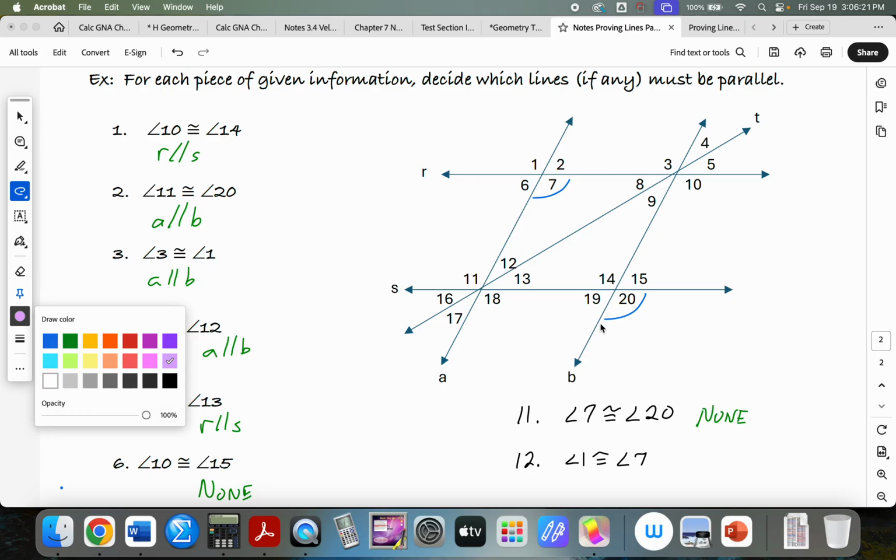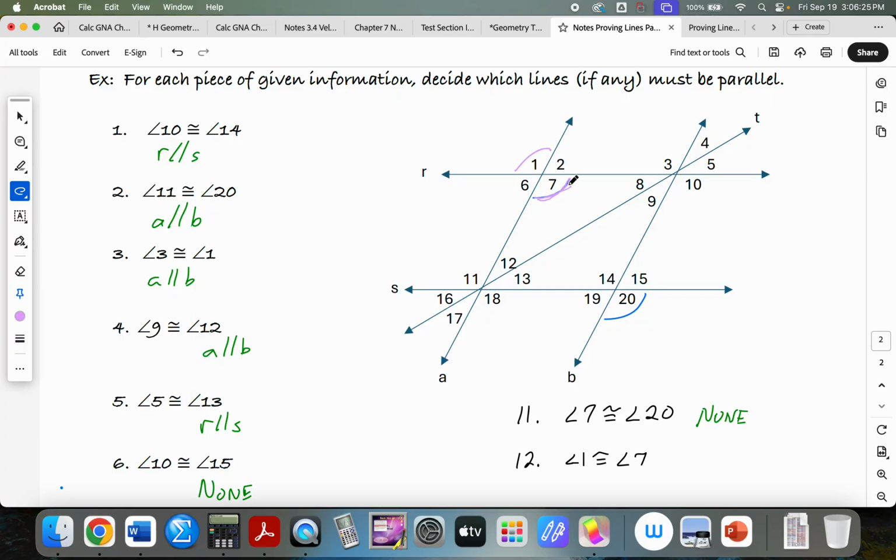What kind of angles are angle 1 and angle 7? Vertical angles. Is that the right relationship? Yes, but does it make lines parallel? No. It has nothing to do with parallel lines. Tricky, tricky. So this one is also none.